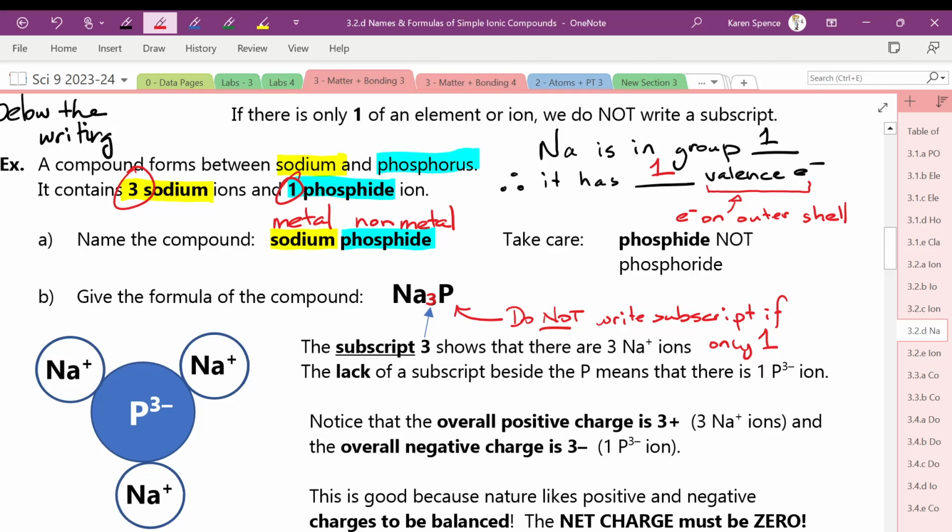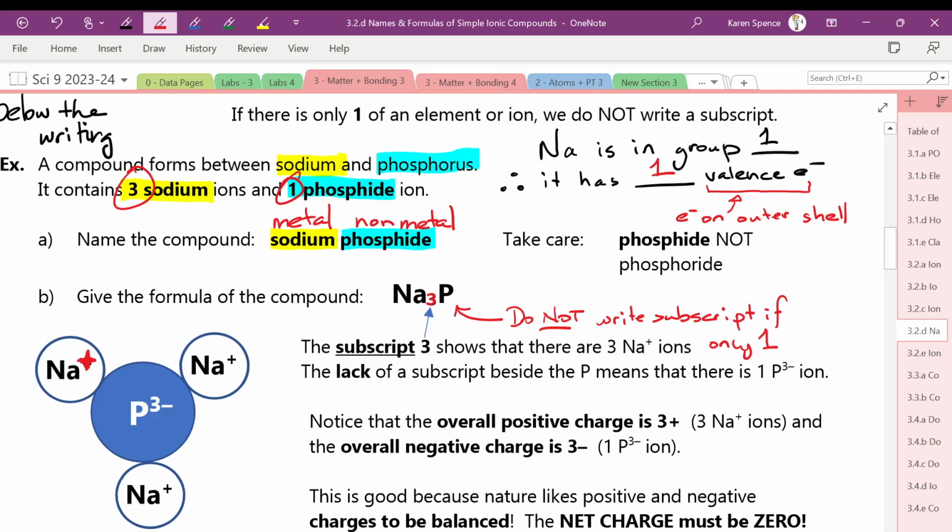And if it has 1 electron in its outer shell, what does it want to do to become stable? It wants to give this one away, yes? What happens if something loses 1 electron? What charge does it become? Becomes positive. And that's why our sodium just says plus. If it just says plus, how many pluses is that? Just plus 1. So we have sodium plus, sodium plus, sodium plus.